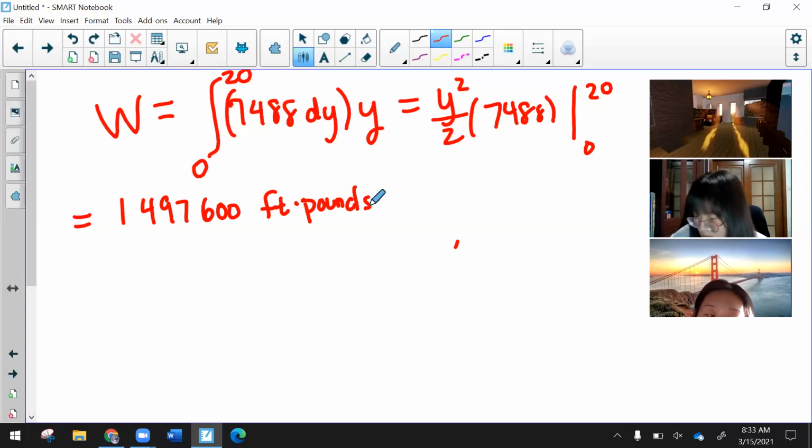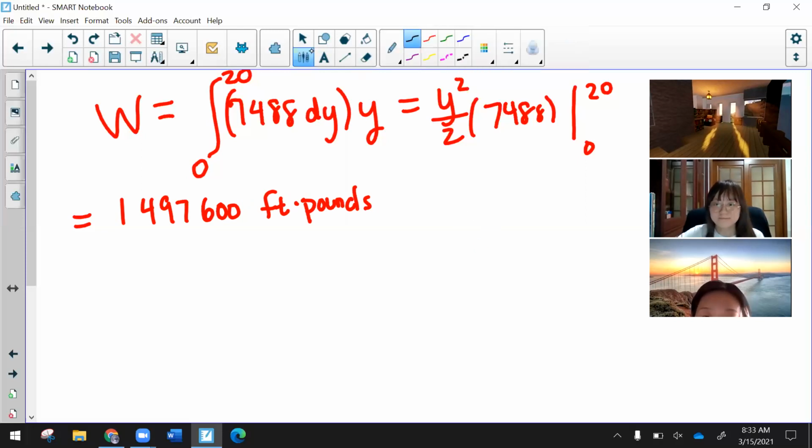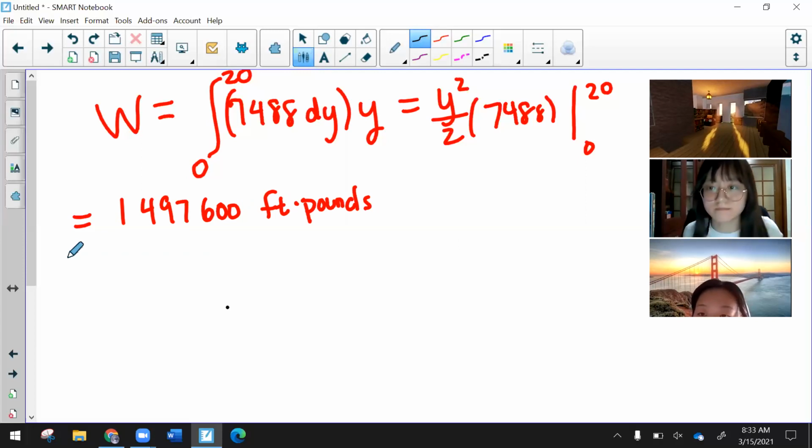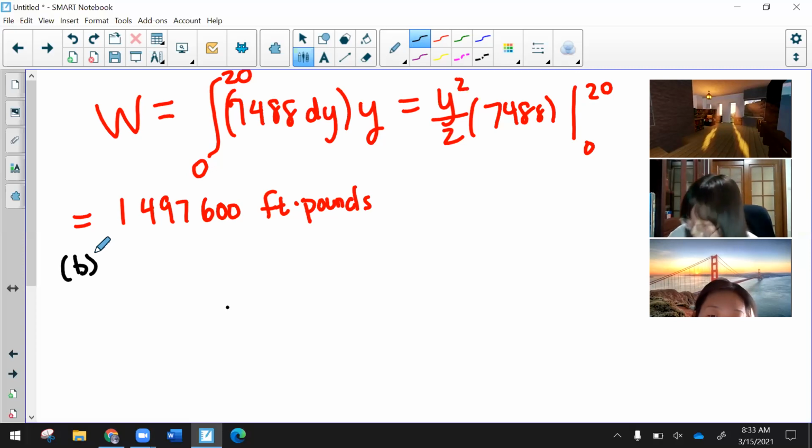Okay, everybody understand how we got where we were going? Okay. So part B says, if the water is pumped to ground level with a 511 horsepower motor, work output 250 foot-pounds per second, how long will it take to empty the fuel tank to the nearest minute? Okay, so let's unpack that a little bit.